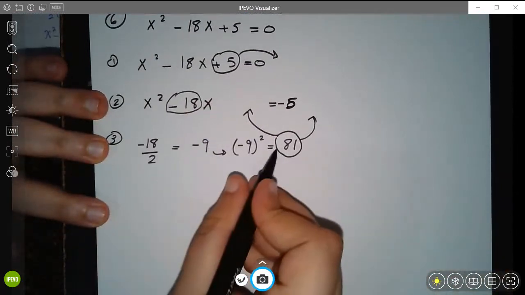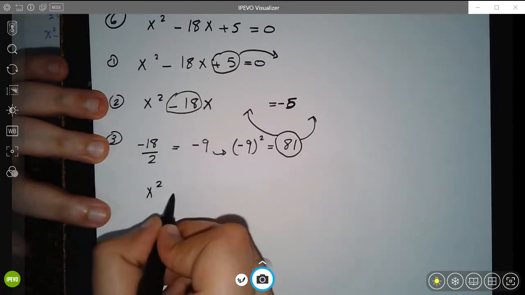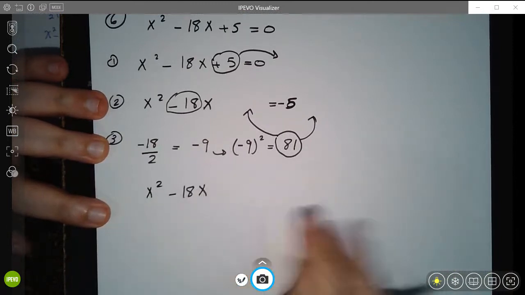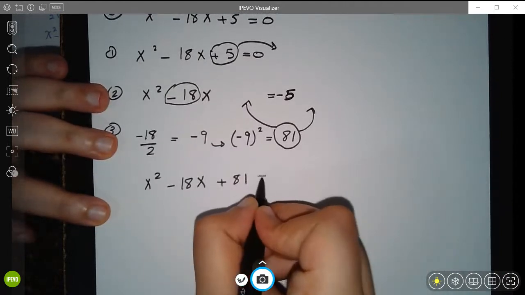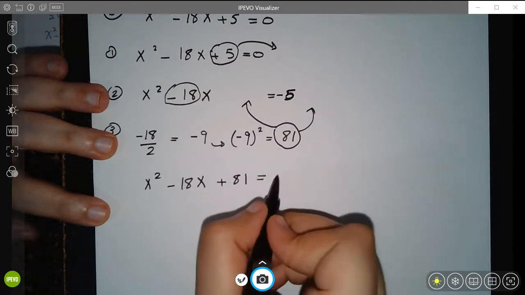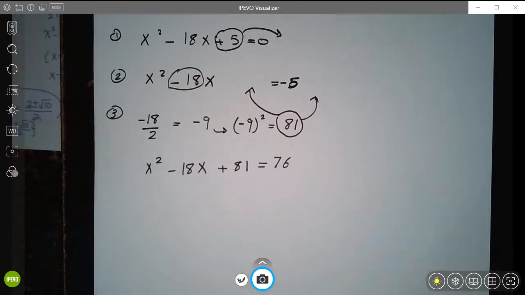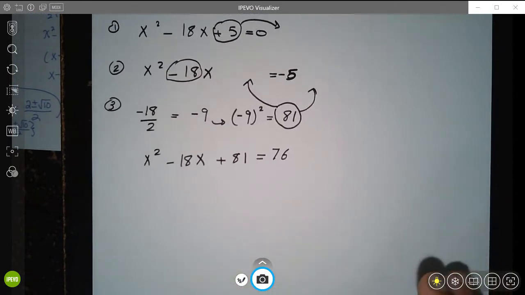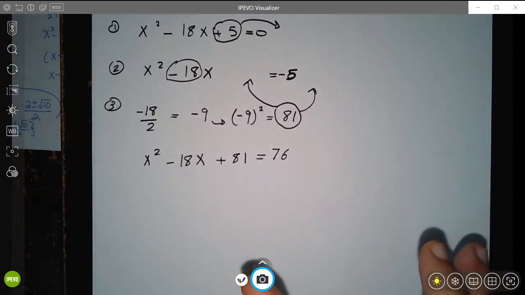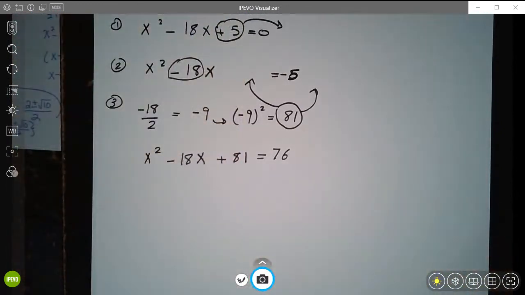So the final result after step 3, I'm writing the equation now. It's x squared minus 18x, that part didn't change, plus 81 equals negative 5 plus 81 is 76. So far so good? After you've done that, you technically finished completing the square.